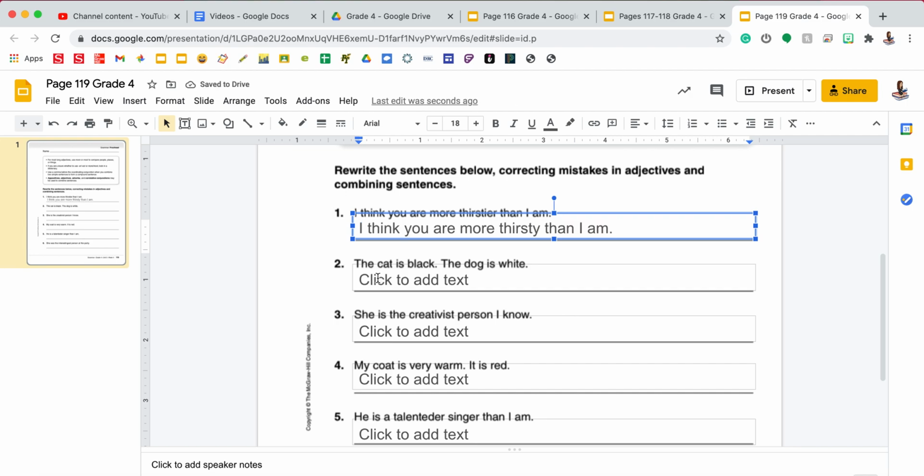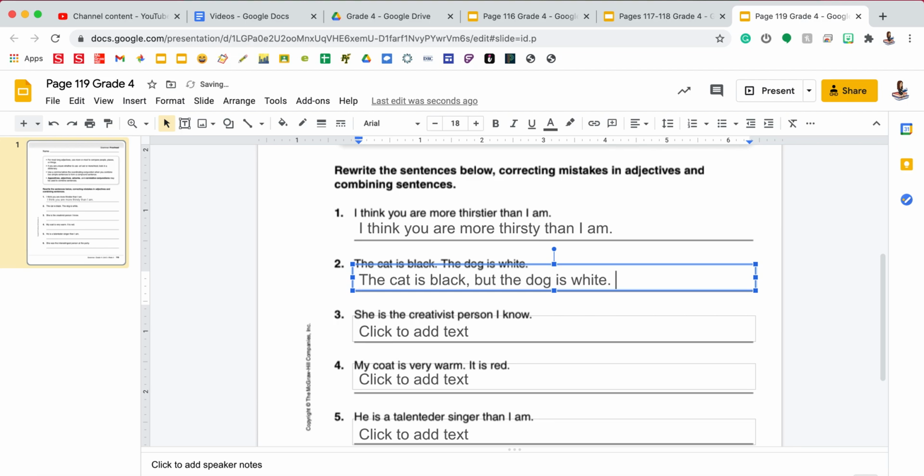Number 2, the cat is black, the dog is white. I see 2 sentences here. There's no mistakes in the adjectives, so I'm going to combine them into one by using a comma and a conjunction. The cat is black, but the dog is white. And you will finish up this page, 3 through 6.